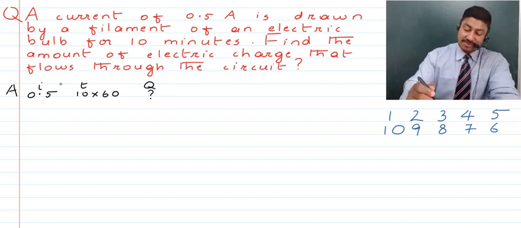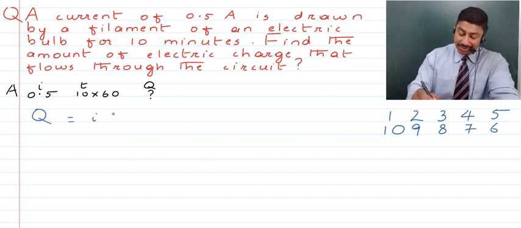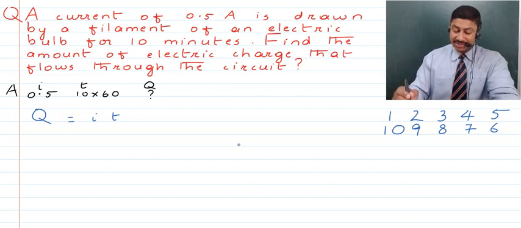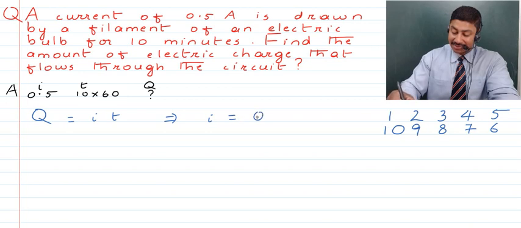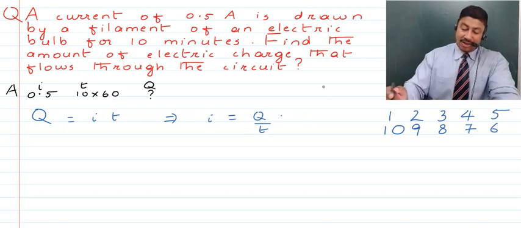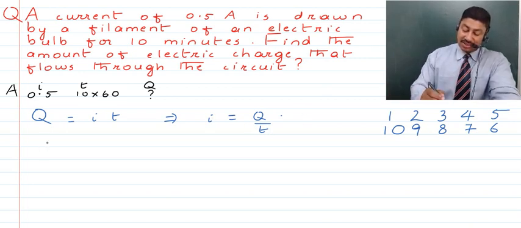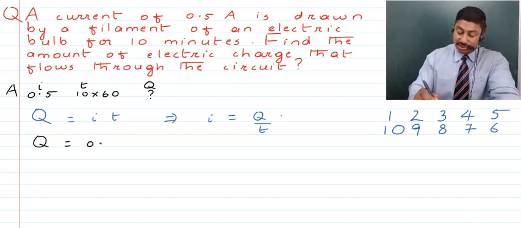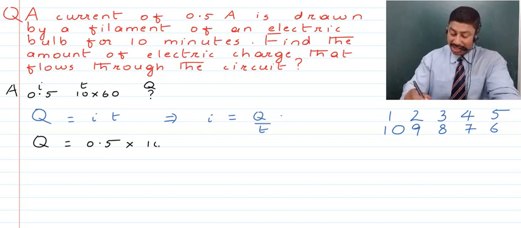Now again, children, we'll be talking about the formula. If you talk about Q, then Q is equal to I into T. Right? So this is the formula. From where has this formula come? That is because if you talk about I, then I becomes equal to Q divided by T. So if you want to make Q the subject of the equation, it will become I into T. Now using this equation, we will find out charge Q. So that will become equal to the current, which is 0.5 amperes, multiplied with the time, which now has been converted to seconds, as 10 into 60.